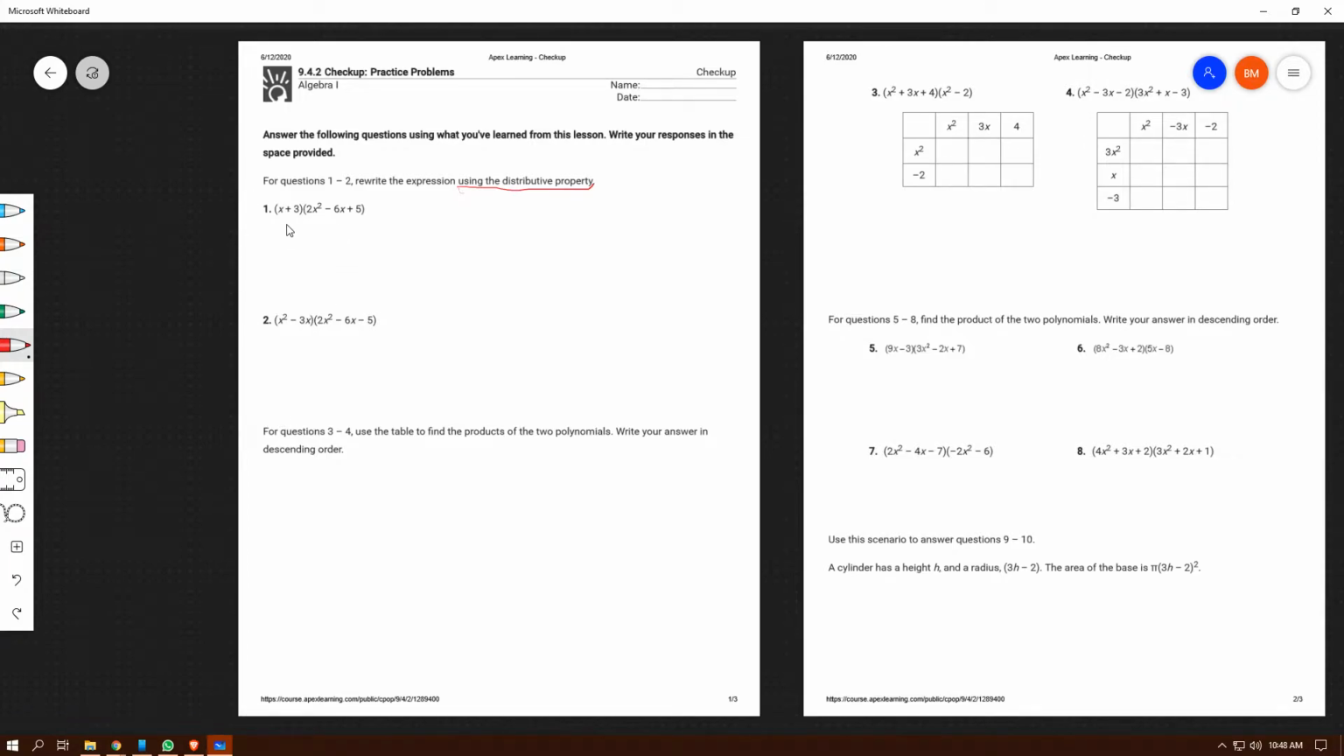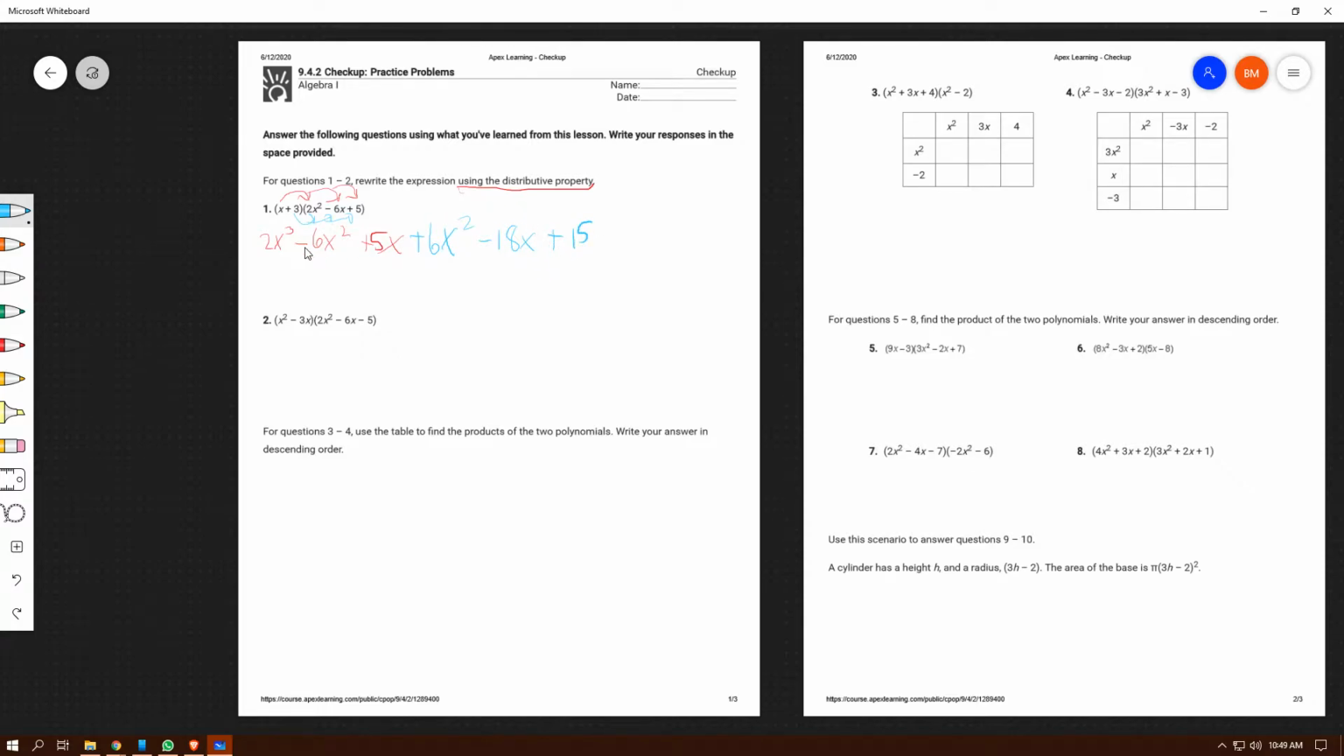So just like before, I need to take everything in the left polynomial and multiply by everything in the right. So I need to multiply this x by this, this, and this. So x times 2x squared is 2x cubed. X times negative 6 is negative 6x squared. X times 5 is 5x. And then I got to do everything for the other one. 3 times 2x squared is 6x squared. 3 times negative 6x is negative 18x. 3 times 5 is 15.